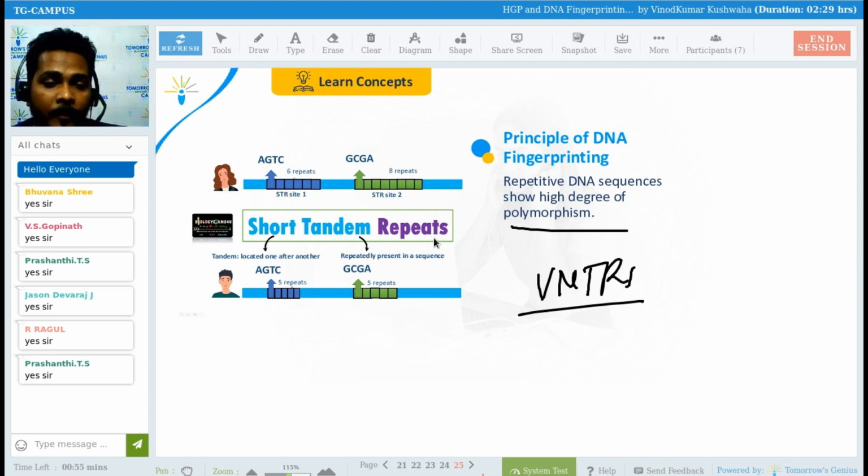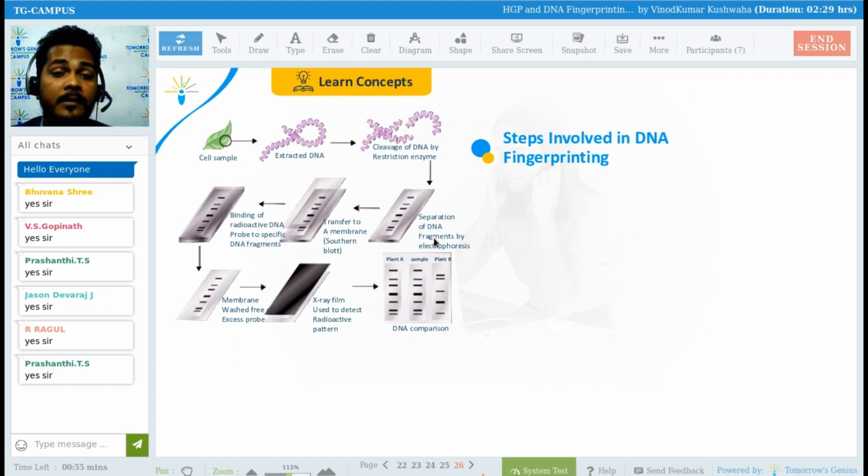This is DNA fingerprinting, what are the techniques and how it is used. Now, what are the steps required for DNA fingerprinting? So basically, if you want to perform DNA fingerprinting, what are the basic things you require and how will you perform it? So there are several steps.